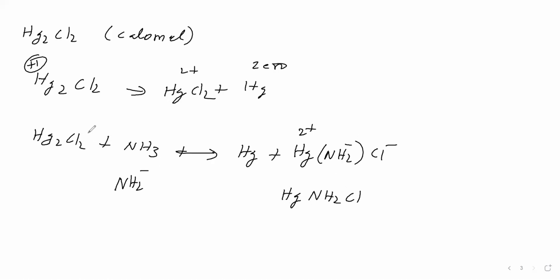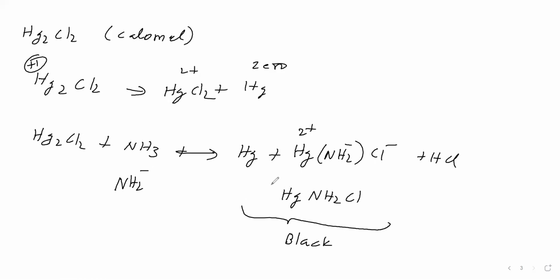Then here H+ and Cl- become HCl, we can say. Now, mercury color is black or grey. This mercuric amido chloride is white. Both combining together appear black. So mercurous chloride with ammonia gives a mercuric amido chloride.